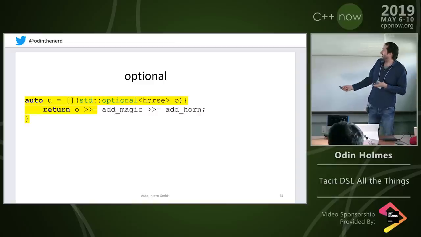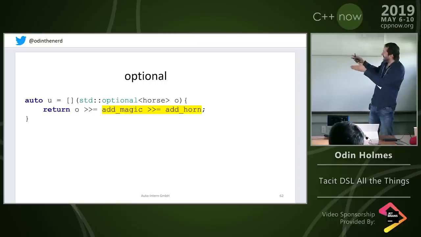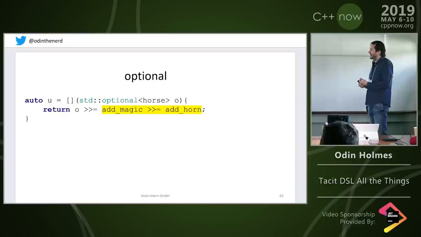But there's a lot of sort of noise compared to the signal here, right? The thing that we're doing is we're adding magic to something, whatever it is that's coming in, and if it's not, okay, maybe it's not an optional of horse. Maybe it's, I don't know, an any that could be a horse or something else.